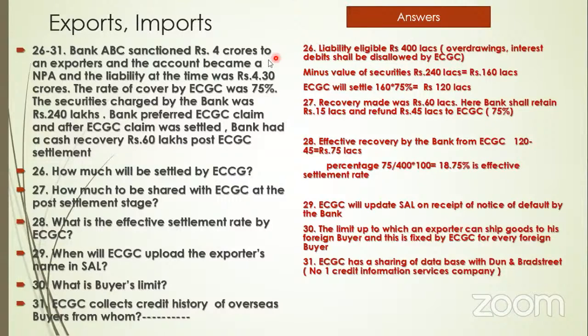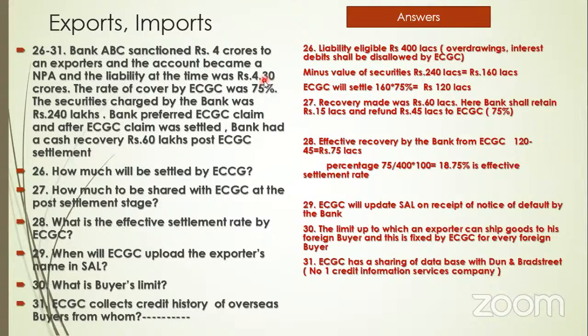Sir, please see the ECGC question explained. You have sanctioned 4 crores, boss, and your account has become NPA. Within 1 month you have to send a notice of claim to the ECGC, and within another 6 months you have to make the claim. No e-claim. A physical claim has to be made at the counters of the nearest ECGC office, only after the export bill becomes NPA. So it has become NPA, and the liability today is 4.30 crore.